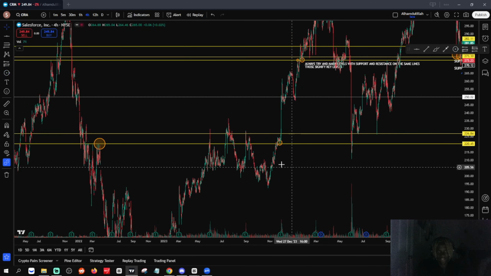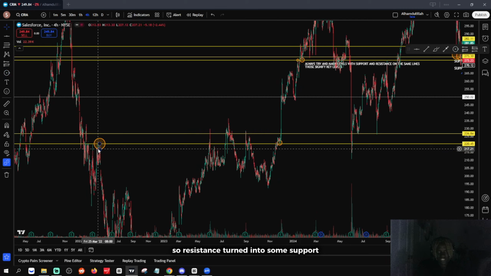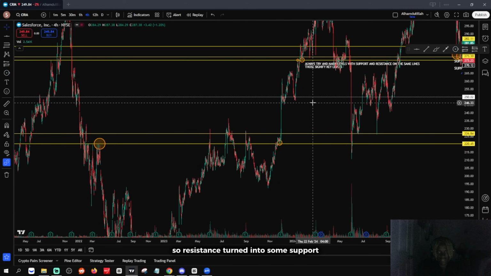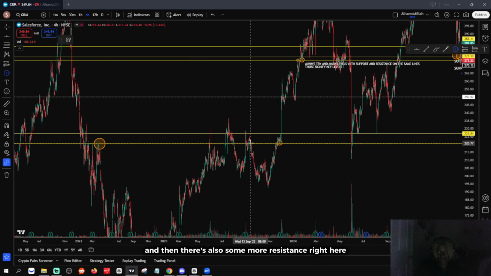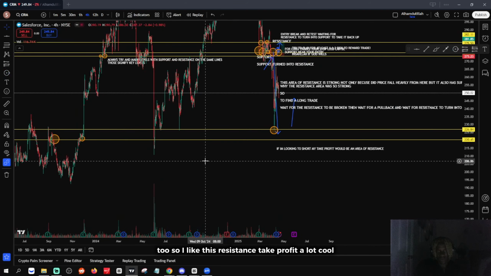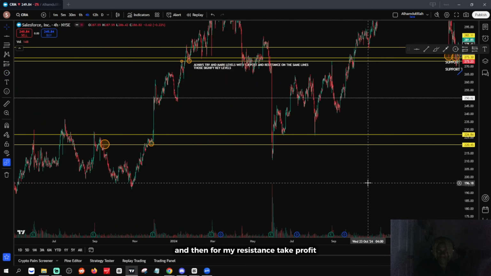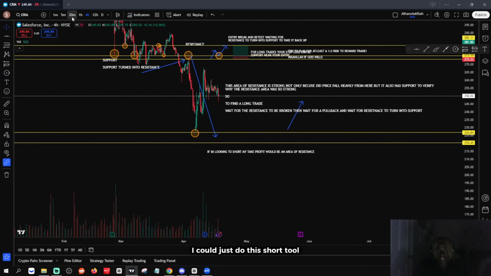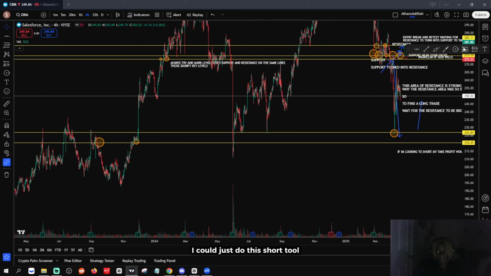Exactly. So resistance turned into some support. And then there's also some more resistance right here too. So I like this resistance take profit a lot. Cool. And then for my resistance take profit, I could just do this.